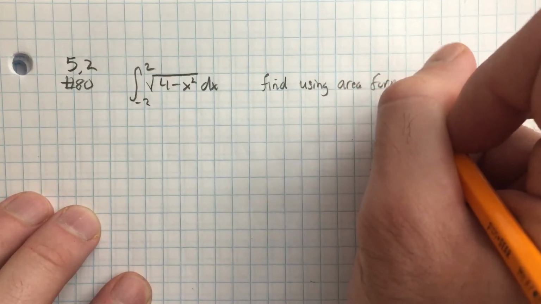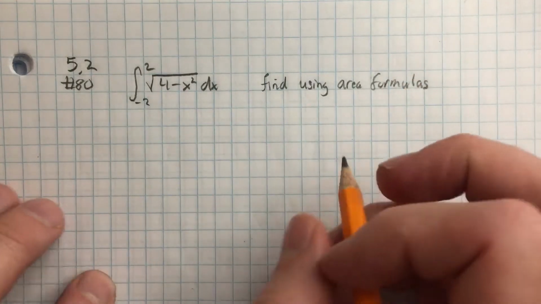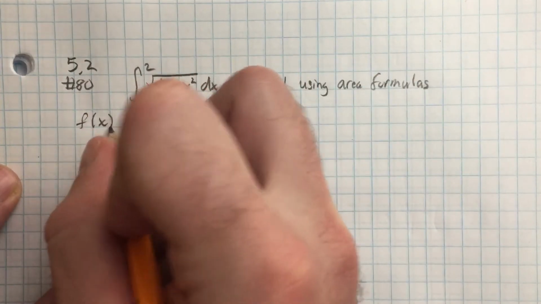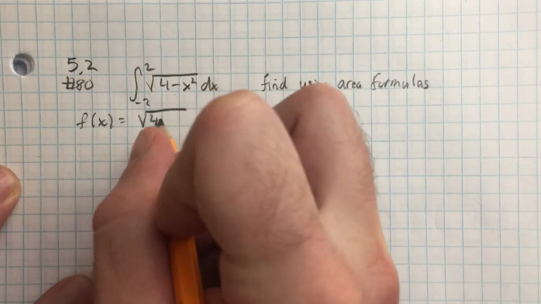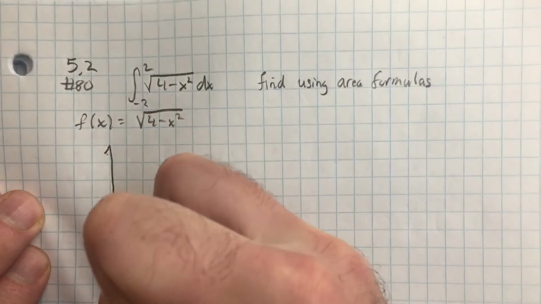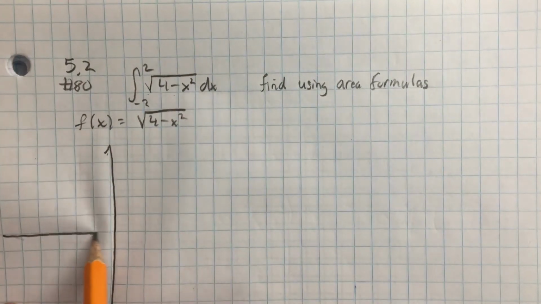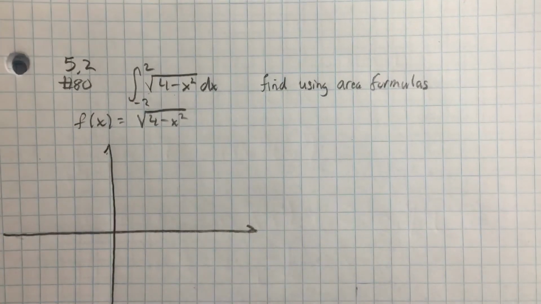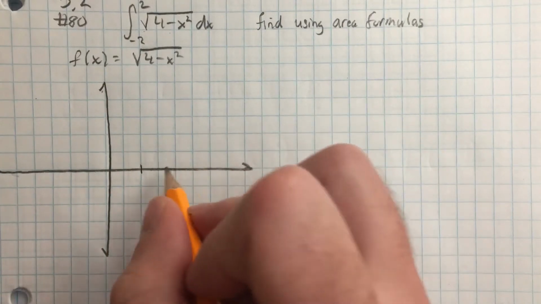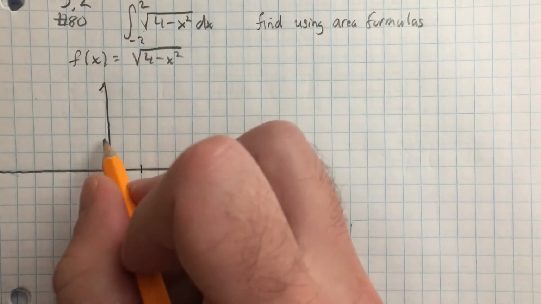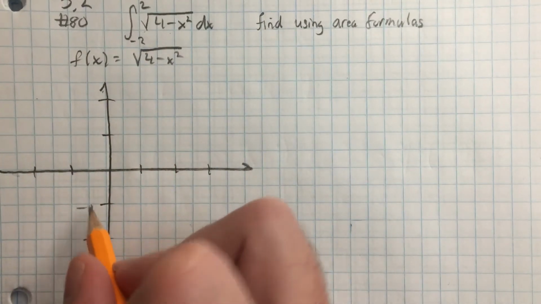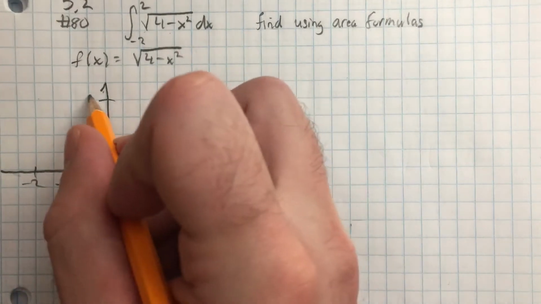Area formulas means basic geometric formulas you're probably aware of or could easily reference. So let's think about this function root of 4 minus x squared. That is our integrand. So if I graph that, something like this.